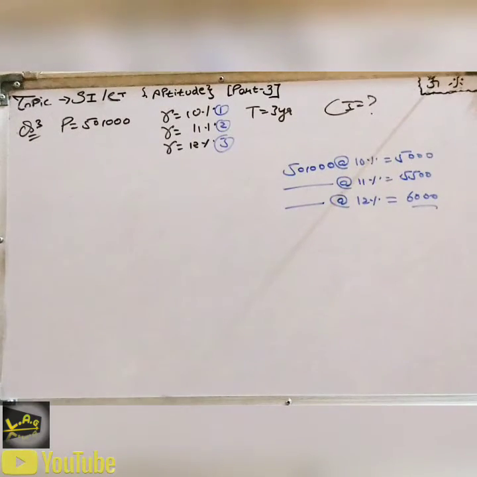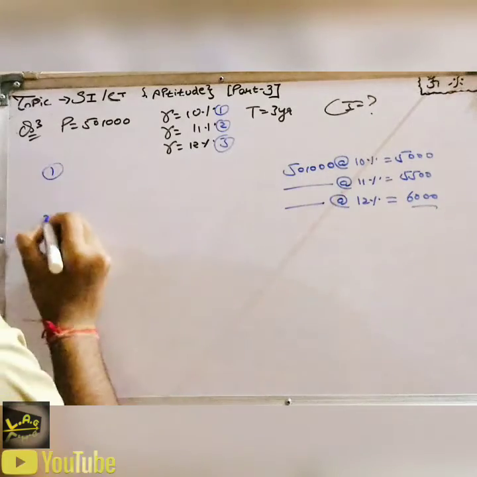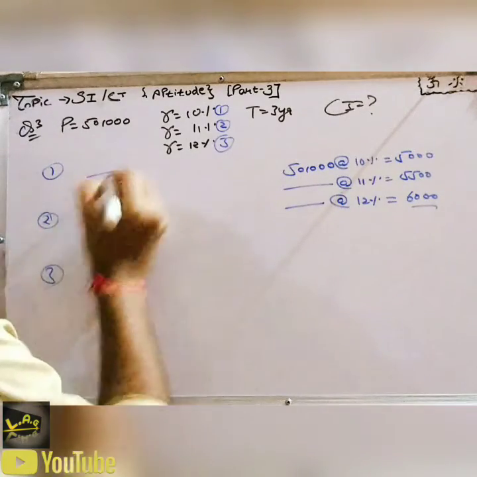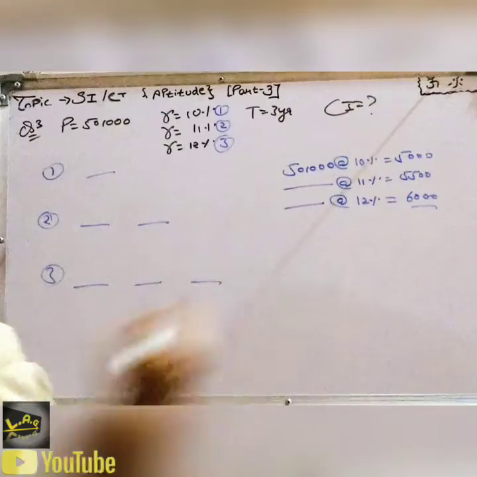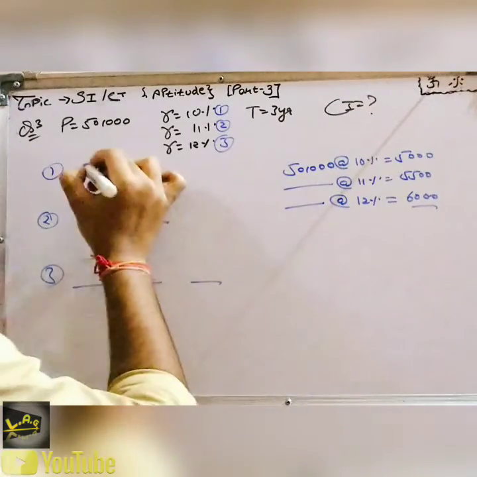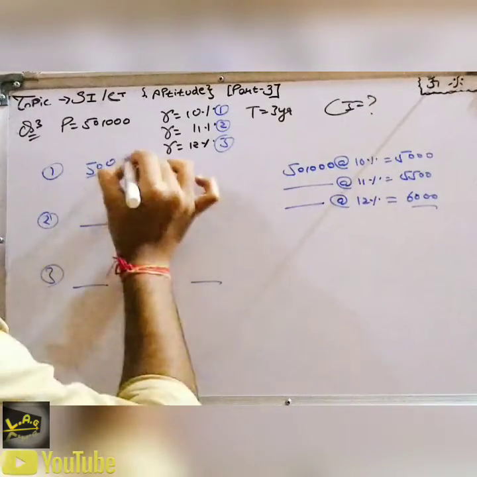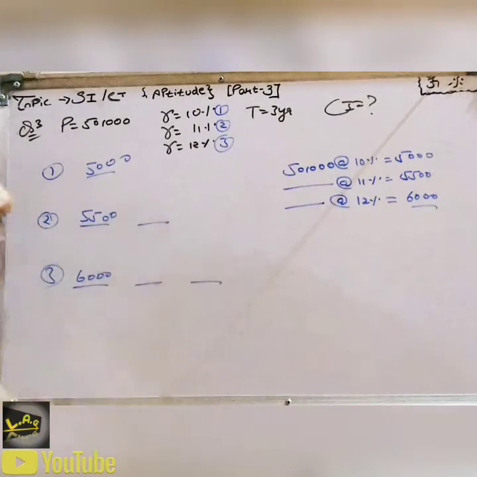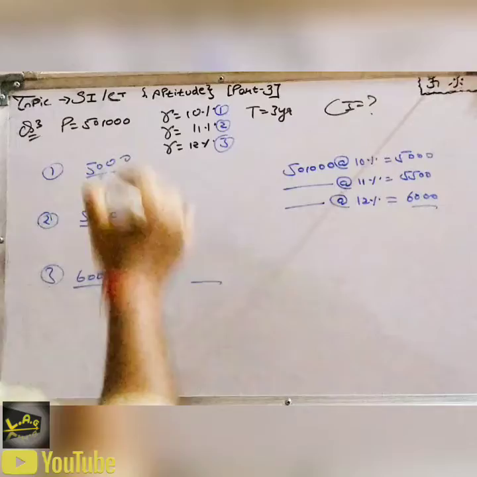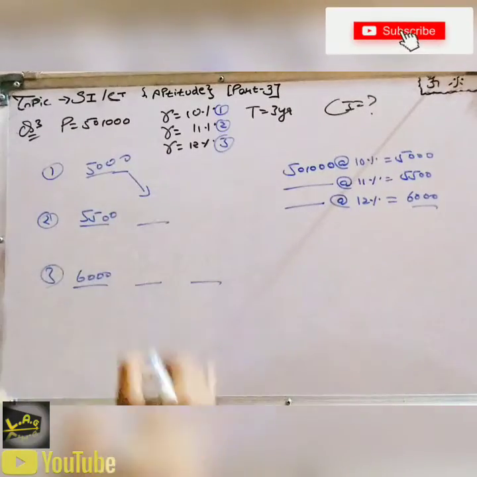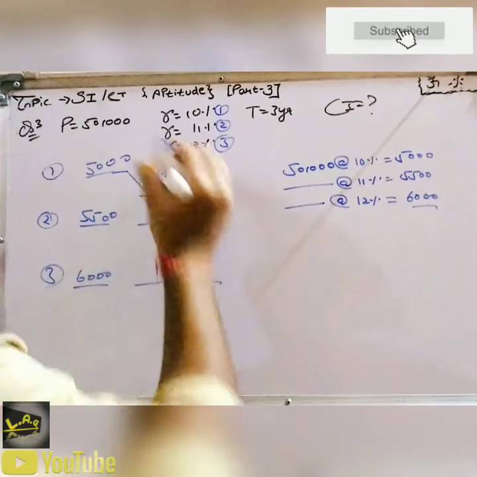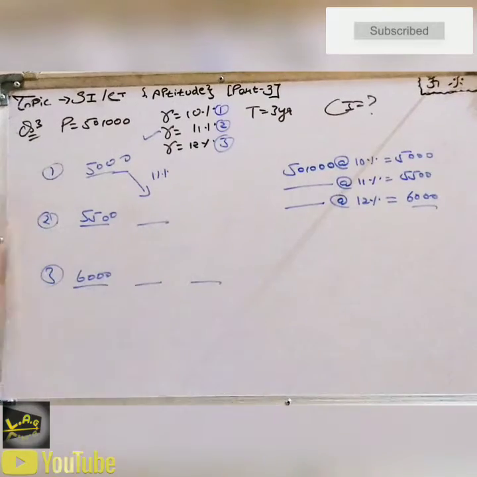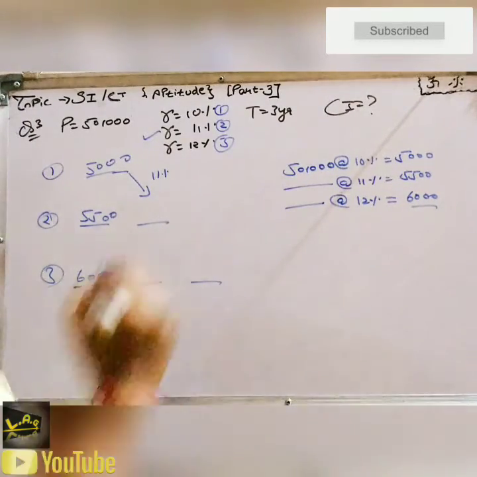Now what you have to do is like 1, 2, 3 dash, 1 dash, 2 dash, 3 dash, right? For the very first dash, that is 5,000. Second dash is 5,500. Third dash is 6,000. Correct? Now for this dash you have got the number 11%. Second one, 5,000 of 11%, you got this 550.